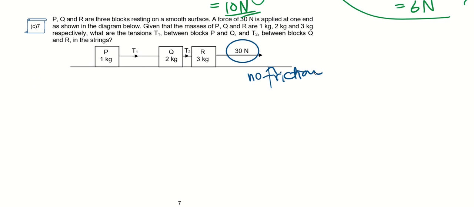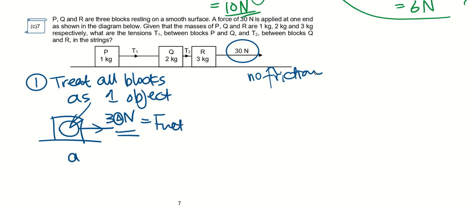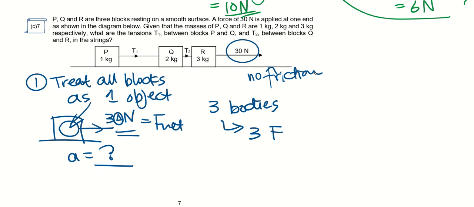I'll give you a hint on what to do. First thing is to treat all blocks as one object. Then we have one object and 30 Newton, so you can find that this is my F net. Then you can find the acceleration, equal to a certain value. Then after that, because I have three bodies, I will need to have three free body diagrams drawn.